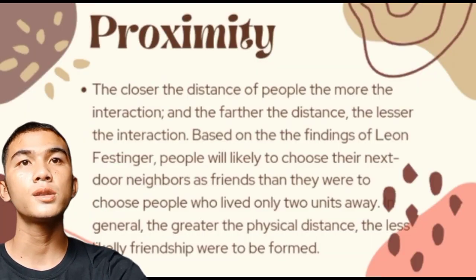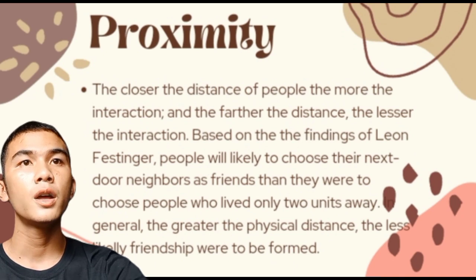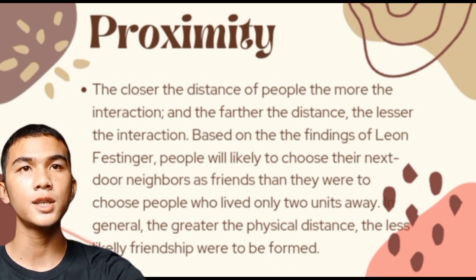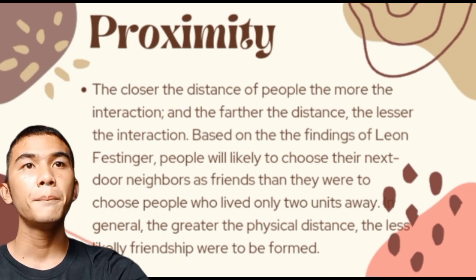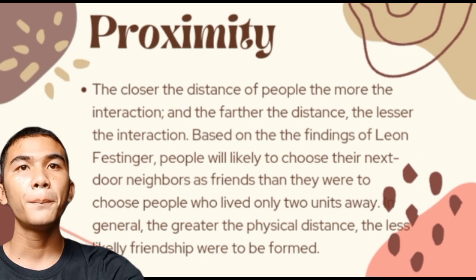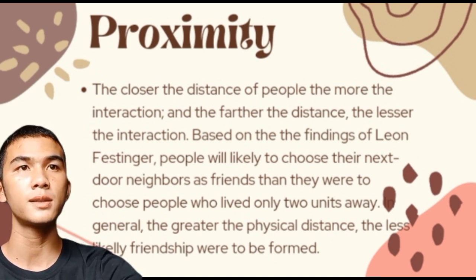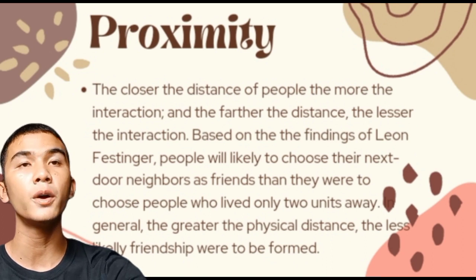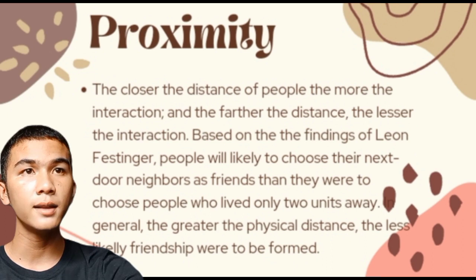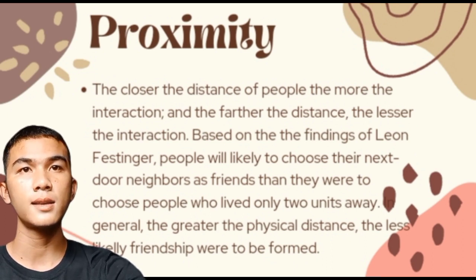Proximity. The closer the distance of the people, the more the interaction, and the farther the distance, the lesser the interaction. Based on the findings of Leon Festinger, people were more likely to choose their next-door neighbors as friends than they were to choose people who lived only two units away. In general, the greater the physical distance, the less likely friendships were to be formed.